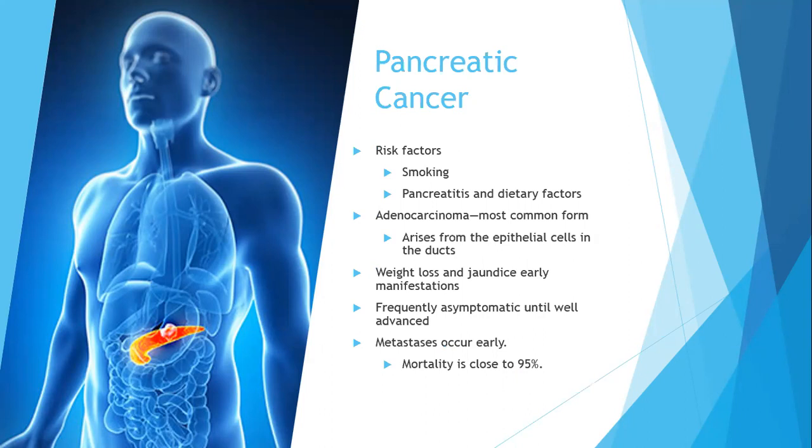Risk factors include smoking, pancreatitis, and dietary factors. Adenocarcinoma is the most common form of pancreatic cancer, arising from the epithelial cells in the ducts. Early manifestations can be weight loss and jaundice. So those are a little vague. But it's frequently asymptomatic until it's well advanced. So it just doesn't have a very good survival rate.